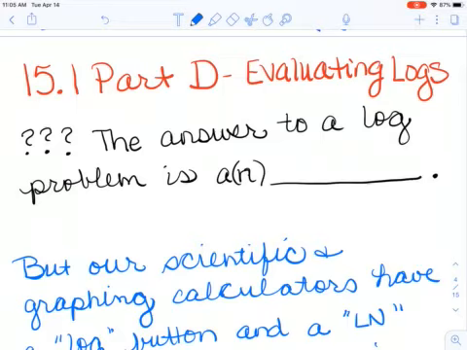And we are going to continue on with 15.1. I know this section seems like it's taking forever. And we're going to look at evaluating logs today.